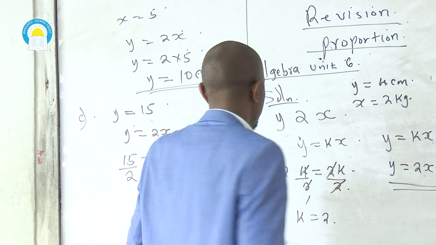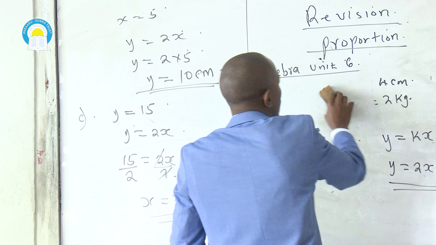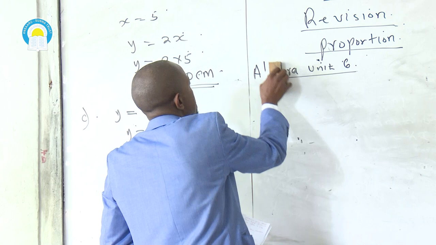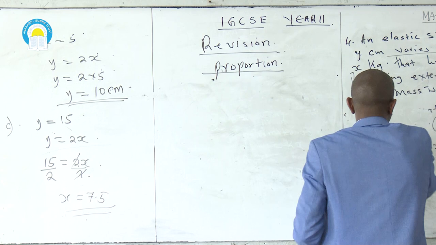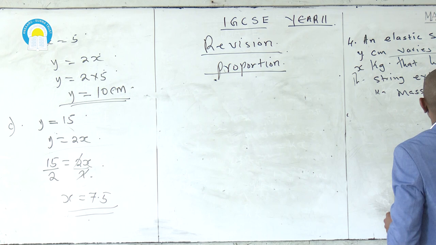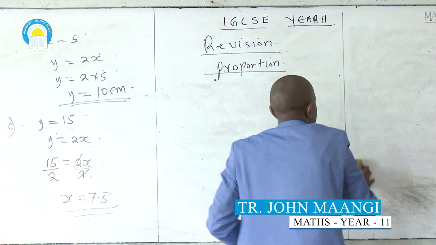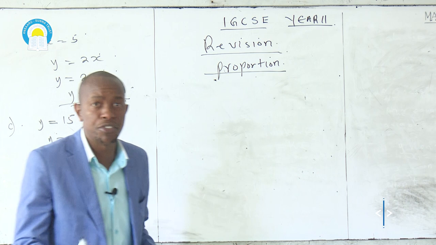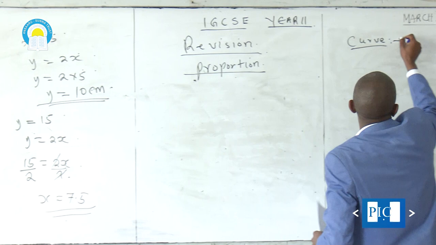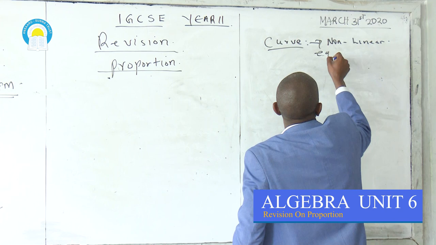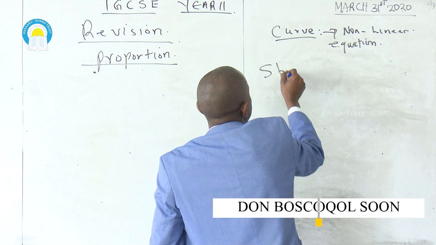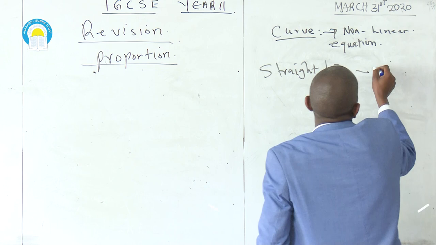That was linear equations under the direct proportion. I also want to go through a few questions under the nonlinear equations. Nonlinear equations don't produce straight lines. When you plot nonlinear equations on the graph, they will never produce straight lines. They give you curves, and we have different types of curves. Straight lines come from the linear equations.